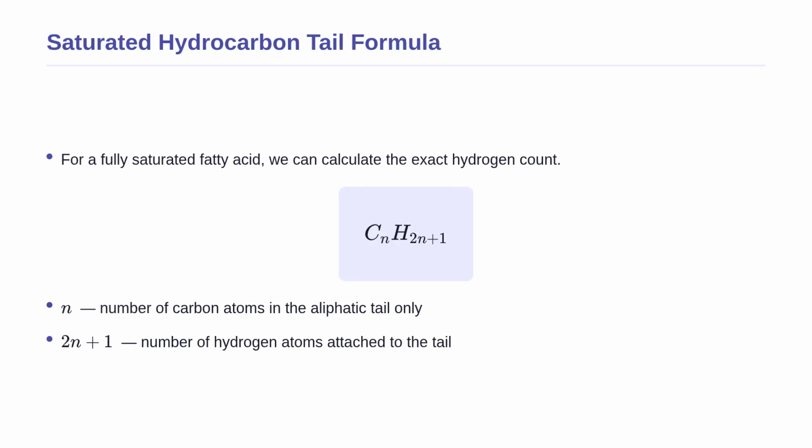Now, let us look at the mathematical relationship for the tail of a saturated fat. For a fully saturated fatty acid, the general chemical formula for the hydrocarbon tail is CnH2n+1. In this formula, n is the number of carbon atoms specifically in the tail, excluding the carboxyl head group. The expression 2n+1 gives us the exact number of hydrogen atoms attached to that tail. As the carbon chain length n increases, the number of hydrogens increases proportionally, maintaining that straight, tightly packed structure that defines a saturated fat.